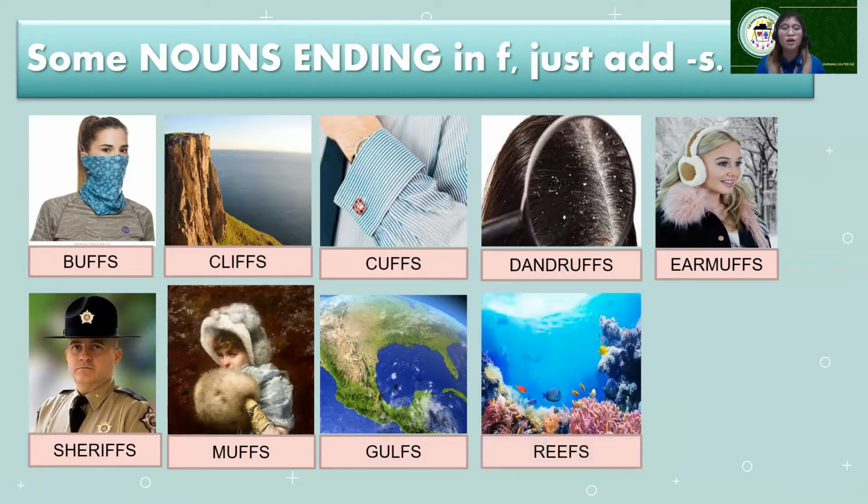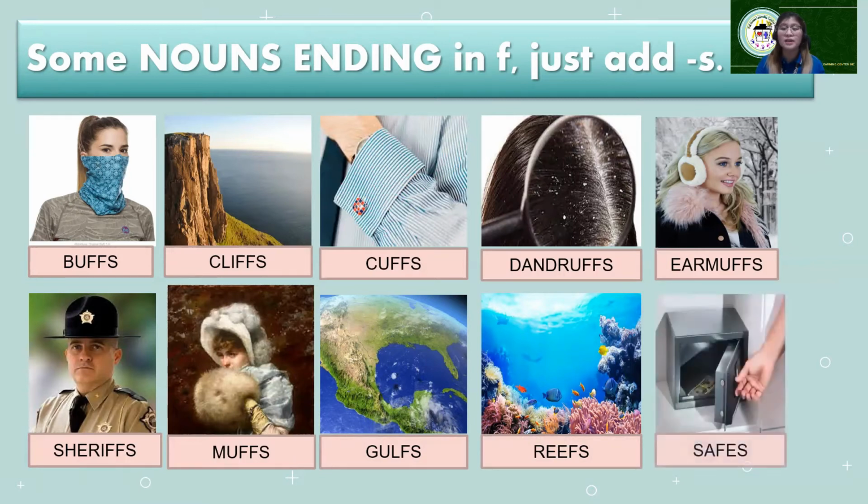Next, reefs are the plants that you can see underneath the water. And this is an example of safe. So a safe is a smaller kind of vault wherein you can keep money. You can usually find a safe in a hotel or even in your homes. But for the bank, we usually have vaults because it can contain a huge amount of money. So again, these are some words ending in F, but you just need to add S to them.